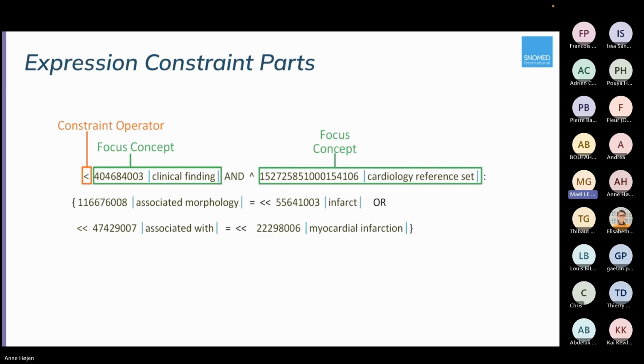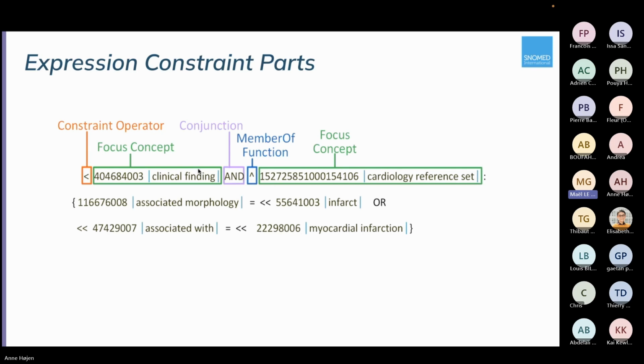But in this case, we have a constraint operator, the single less than sign, which means I want to retrieve all the subtypes. So it's all the subtypes of clinical finding. The first part of this expression constraint specifies that we want to explore not procedures, not body structures, but all the concepts within the clinical finding hierarchy. We also have another focus concept, which is the cardiology reference set. It's an example reference set. And for that, we want to use the member of function. And we use a conjunction between the two.